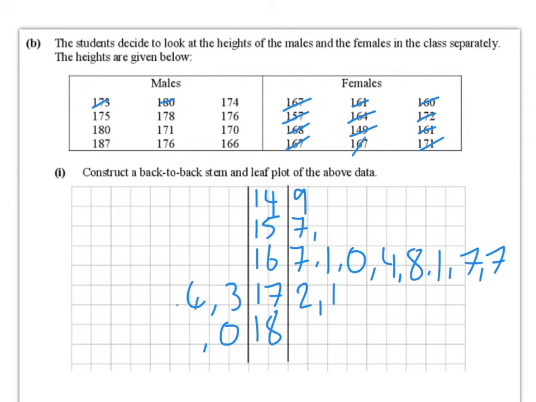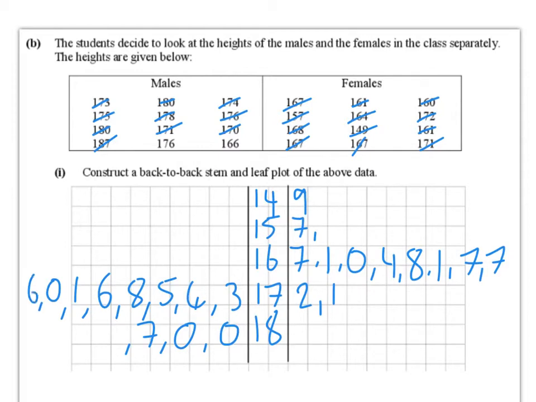174, make sure you're ticking off as you use them. 175, 178, 176, 180, 171, 170, 187, 176, and 166. So here we have an unordered stem and leaf, back to back.